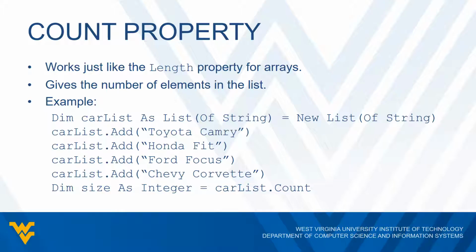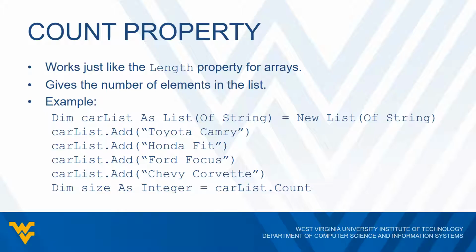So maybe we have a list of cars. We call it car list, and it's a list of strings. Then we add several cars to this: Toyota Camry, Honda Fit, Ford Focus, Chevy Corvette. We can add any other cars that we want. But we see that we add 4 things into our list.